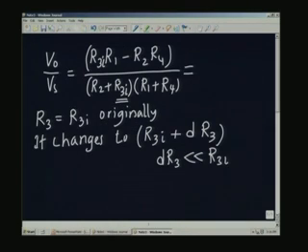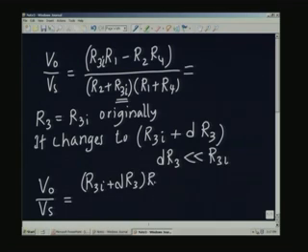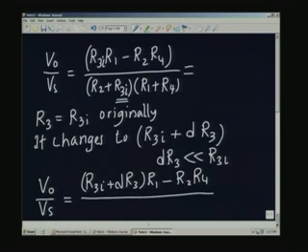So, if I do that, this will be R3I R1 minus R2 R4. What I am going to do is change R3I to R3I plus dR3. So, I will write the expression here: V0 by Vs equal to R3I plus dR3 multiplied by R1 minus R2 R4, divided by, approximately, R2 plus R3I multiplied by R1 plus R4.